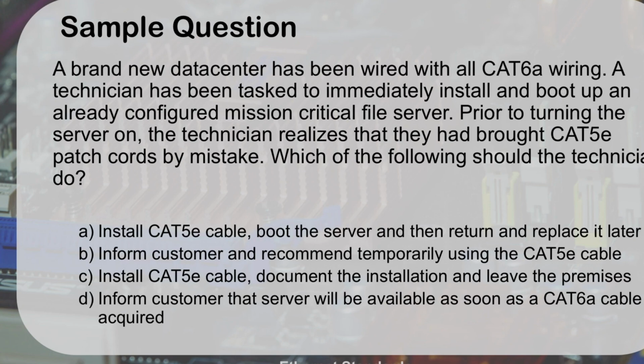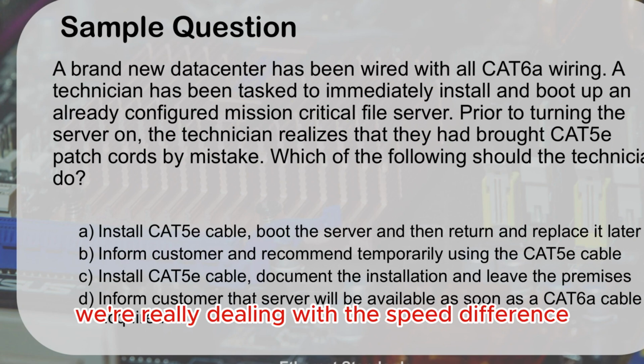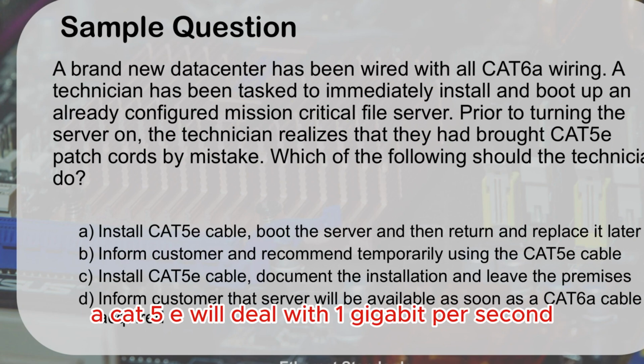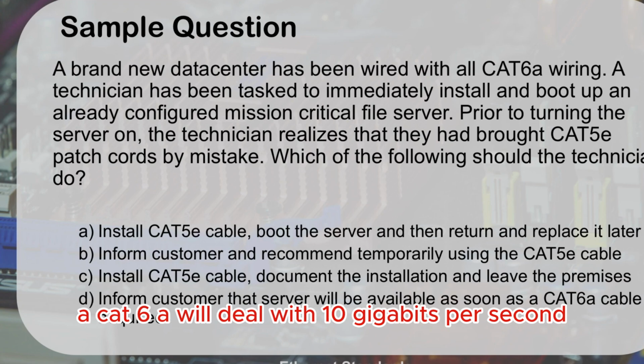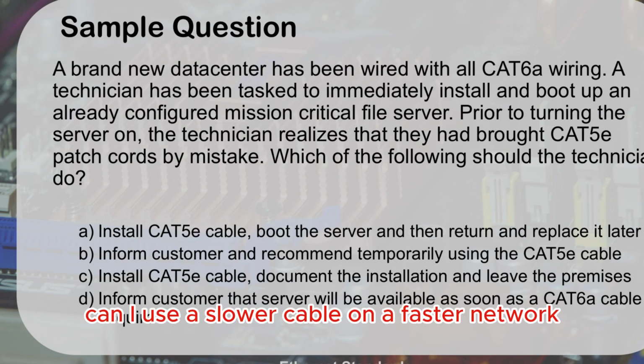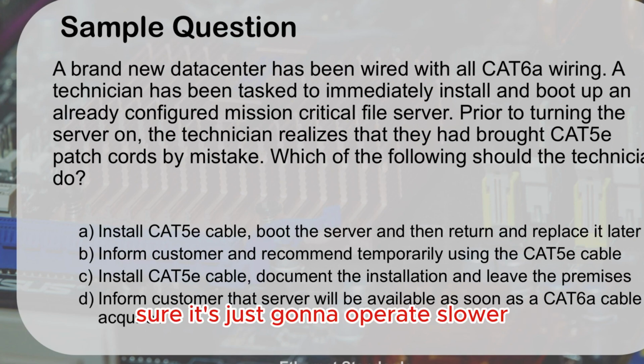Speed. Yeah, exactly. So if we have a 5e versus a 6a, we're really dealing with a speed difference. A Cat5e will deal with 1 gigabit per second. A Cat6a will deal with 10 gigabits per second. Can I use a slower cable on a faster network? Sure, it's just going to operate slower.